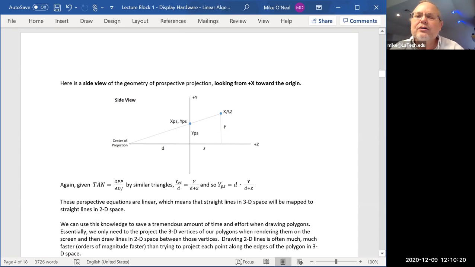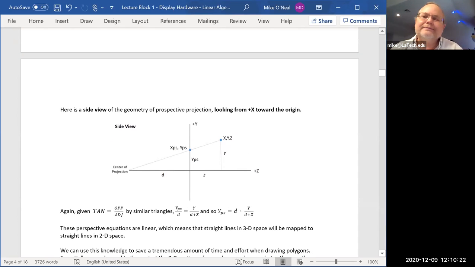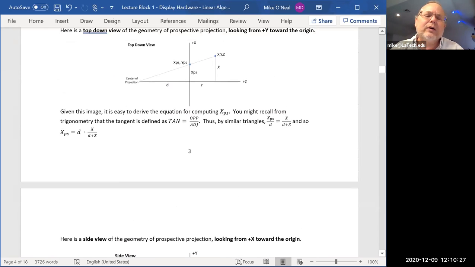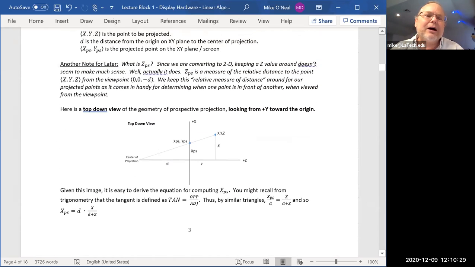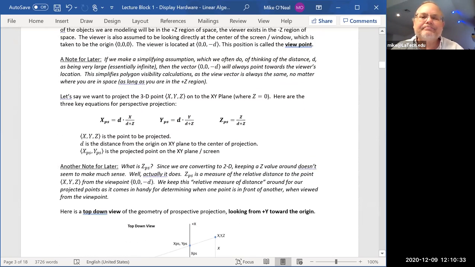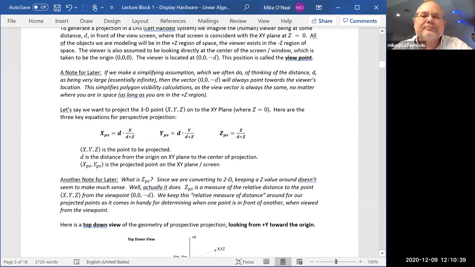So in this class, we use the left-hand sided system where positive z is where objects exist. Okay. All right. So this center of projection is also called the viewpoint.